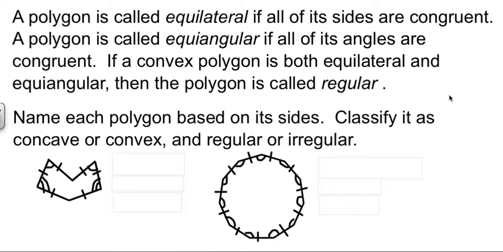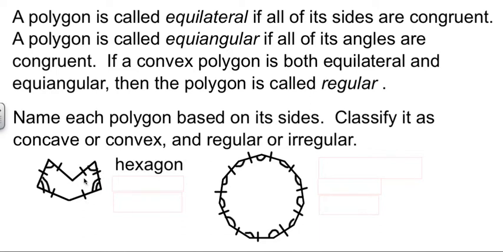So they're going to give us some polygons and ask us to name it, decide if it's concave or convex, and decide if it's regular or irregular. Well, let's try the first one here. 1, 2, 3, 4, 5, 6 sides. Go back to our trusty chart from the last page, and we find out 6 sides is a hexagon.